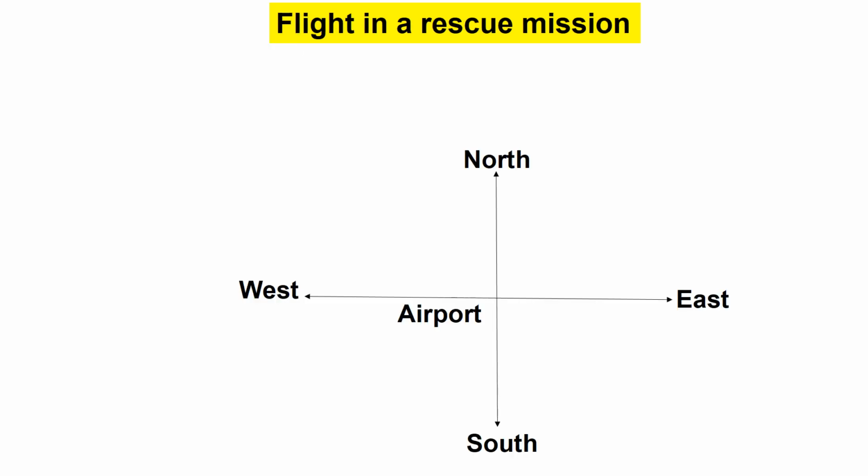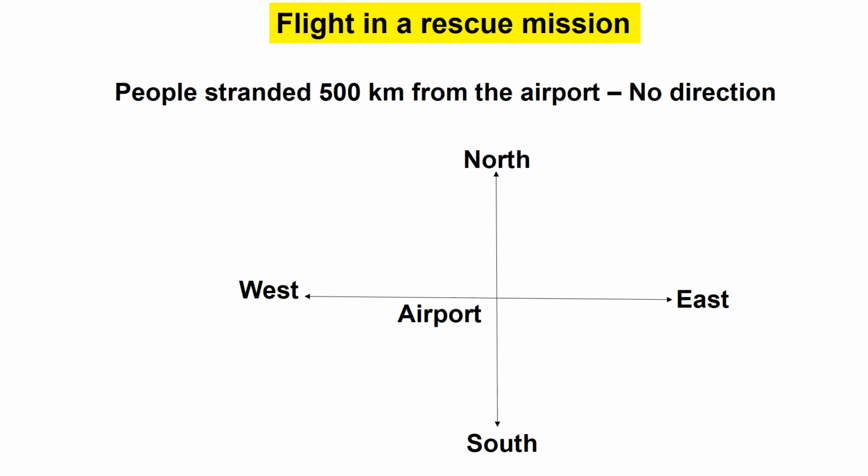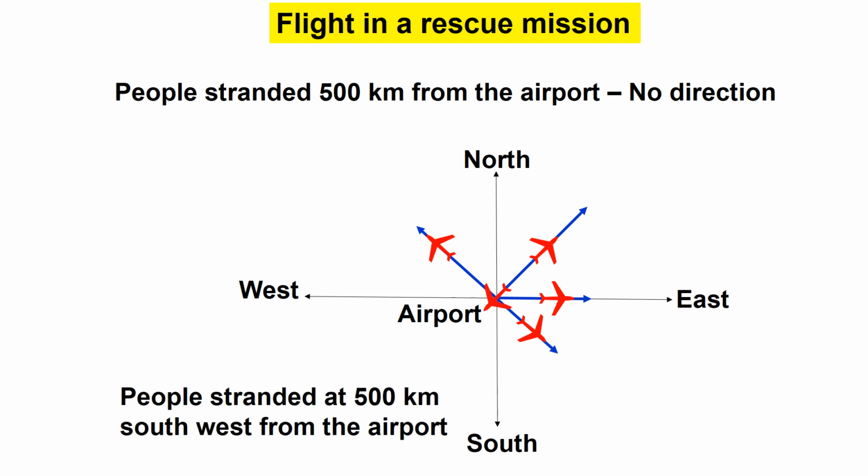Let us consider another scenario. The people are stranded at a distance of 500 kilometers from the airport. They must be rescued. The term 500 kilometer refers to any direction from the airport. The direction may be east, northeast, northwest or southeast. We do not know in which direction we should send the flight. If I inform the pilot that people are stranded at 500 kilometer southwest of the airport, then it is relatively easy to guide the flight to the desired destination.